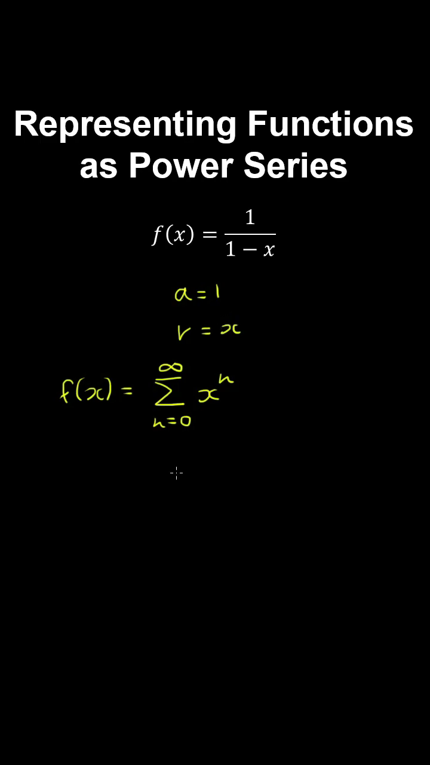And we know that this series converges when the absolute value of the ratio is less than 1, and that gives the radius of convergence. And this tells us that the interval of convergence is from -1 to 1. And we'll do a few examples in the following videos.